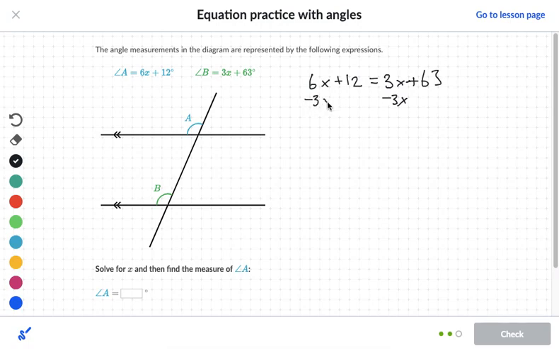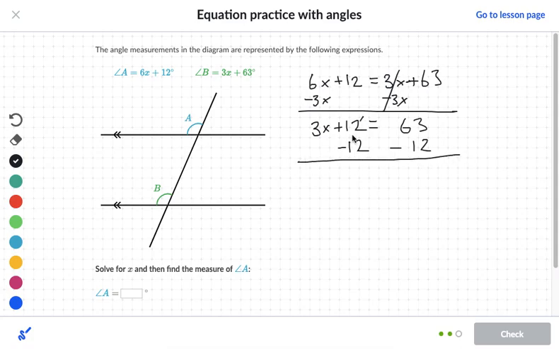Subtract it from both sides because you have to. Whatever you do on one side, you must do on the other. Bring down the equal sign. Make sure you do that. It's a good idea to do it first. Right, now we have 3x on this side because 6x minus 3x is 3x, plus 12 equals 63. Now we want to get at the x, so we subtract 12 from both sides. That's going to give us 3x equals 51.